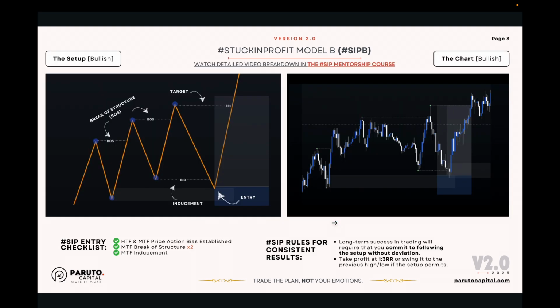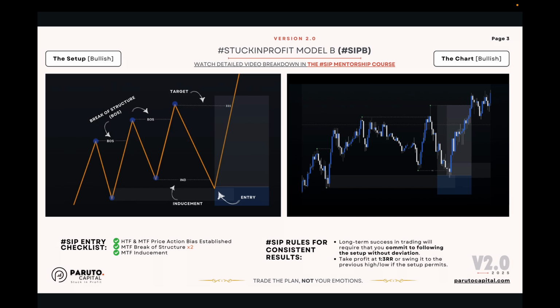Okay, so what do we have here? Now look at the setup. You have the first BOS, 1, 2, perfect, creating an inducement for us. Price returns, sweeps the inducement, taps into the demand zone of the first structural formation, and then we have a continuation. Simple as ABC. You look at the chart here, for example, we have first structure, 1, 2, creates an inducement for us, price comes, sweeps the inducement, taps into the demand zone, and then continues. As simple as ABC.